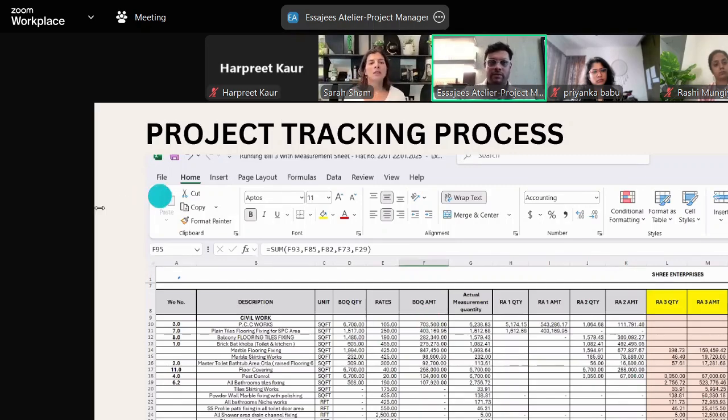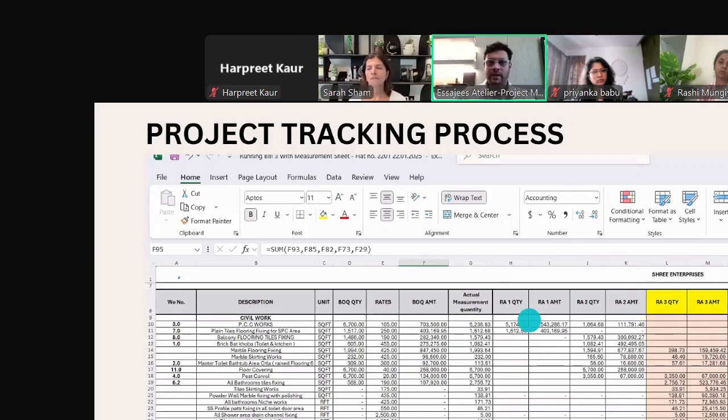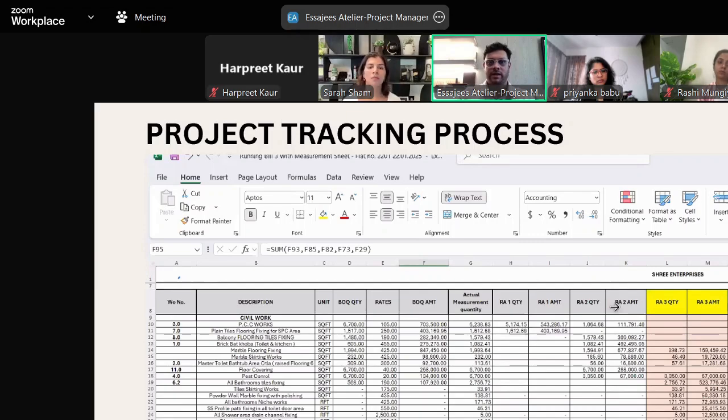One more thing I want to mention is that all these quantities are linked by the measurement sheet. So it is not like handwritten quantities. The measurement sheet is made and the quantities are linked directly here, so that there won't be any errors in measurements. Many times it happens that the quantity in the measurement sheet is 1000 and here it is 1200. So to avoid this, all quantities should be linked.